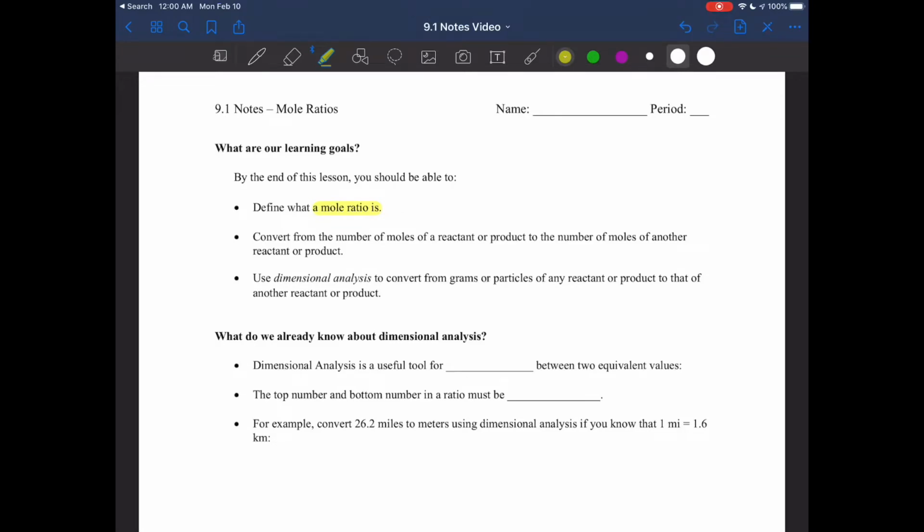So our learning goals right here are we're going to define what a mole ratio is. We want to convert from number of moles of a reactant or product to the number of moles of any other reactant or product. And we're going to do all of this by using dimensional analysis to convert from grams or particles of any reactant or product to that of another reactant or product.